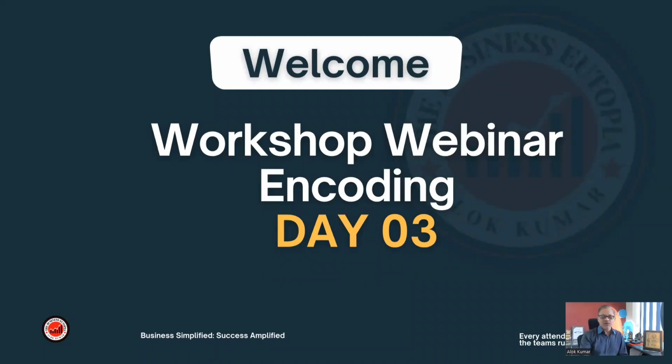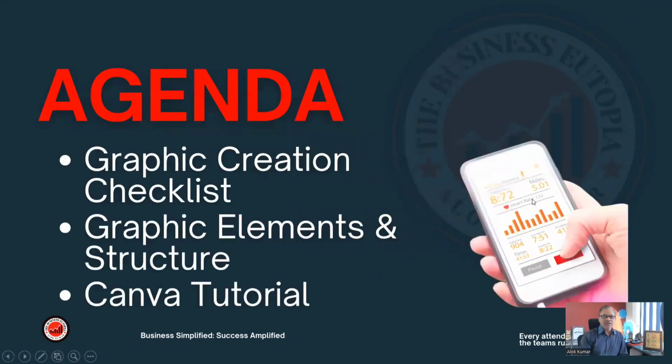So today we are going to learn something very different, something very new. Day 3's agenda comprises three things: number 1, graphic creation and checklist; number 2, graphic elements and the structure; and number 3, we are also going to give you a tutorial for a tool named Canva, on which you can create your graphics.